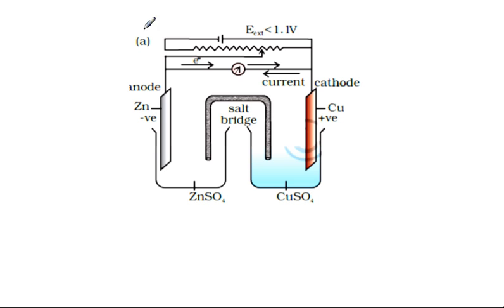To understand this, look at the first diagram. Here the external voltage is given, but it is less than 1.1 volts, so the spontaneous reaction continues. Inside, Zn goes into Zn2+, and Cu2+ settles over the cathode surface as pure Cu. Electrons travel from the anode to the cathode. Still the spontaneous reaction occurs, and we are still able to get current from the cell whenever the external potential is less than 1.1 volts.